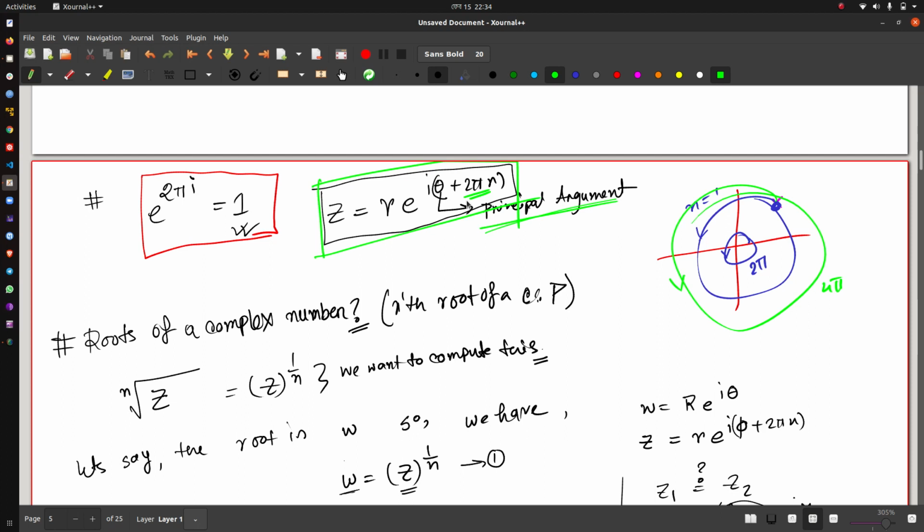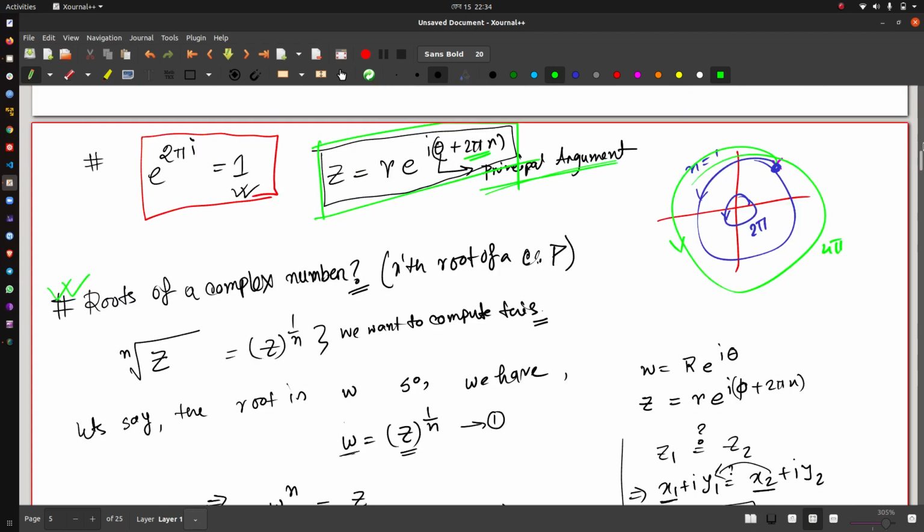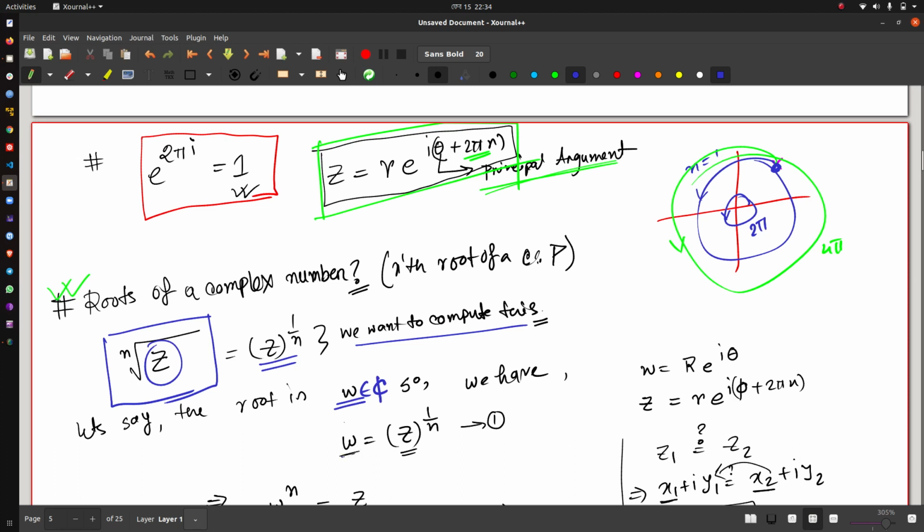And this form enables us to compute the roots of a complex number as well, as you will see over here. So you are asking a question whether you can compute a certain quantity that is a root of a complex number. So z is a complex number and you want to compute the nth root of z. You want to compute this. So let's say you have some w, another complex number. So w belongs to C, and you are saying that w is equal to the nth root of z. So our goal is to compute w.